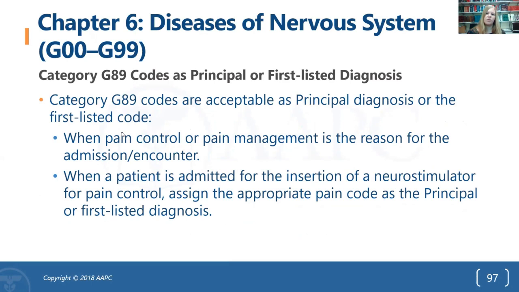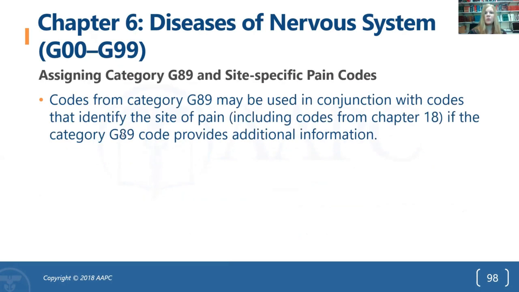The codes from category G89 can be used as principal diagnoses under certain circumstances, such as when pain control or pain management is the reason for the encounter, or if the patient is admitted for the insertion of a neurostimulator for pain control. You can use the codes from category G89 to identify the site of pain if the codes from that category provide additional information. There is no need to use one of those additional codes, though, if it does not.